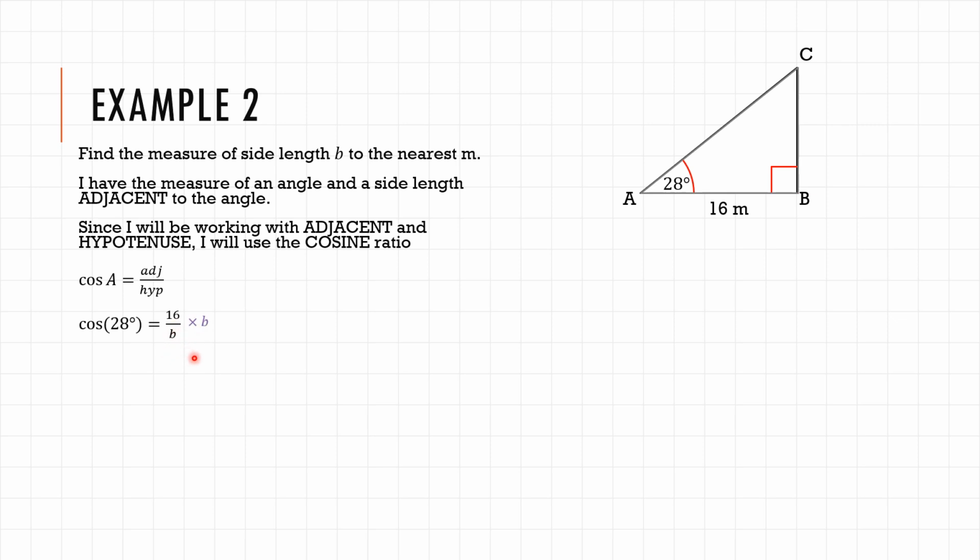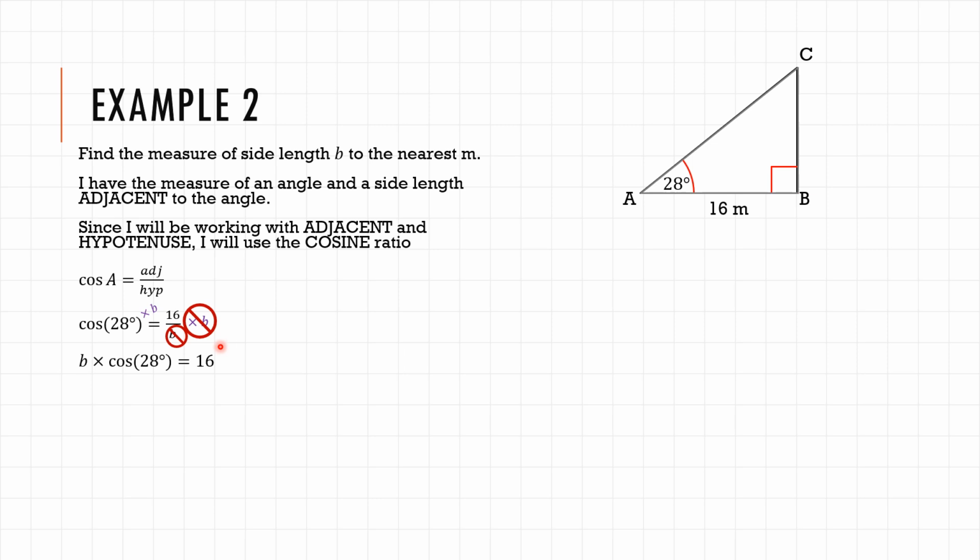So I'll multiply this side by b, and that will get rid of b in the denominator. And I have to do the same thing to the other side. I'll multiply this all by b. So I'm left with b times cosine 28 on the left side, and 16 all by itself on the right side.